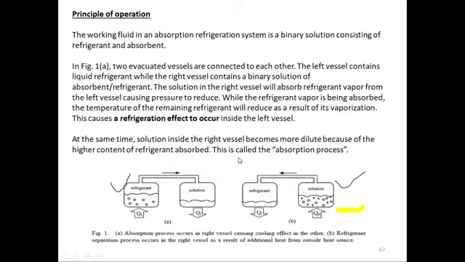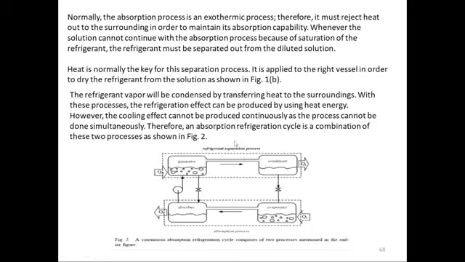Now we need to connect these two processes. The next screen will show you what we did. We connected those two vessels together. Now the process can keep on going. Normally the absorption process is an exothermic process. Therefore it must reject heat to the surroundings in order to maintain its absorption capability. Whenever the solution cannot continue with the absorption process because of the saturation of the refrigerant, the refrigerant must be separated out from the diluted solution.